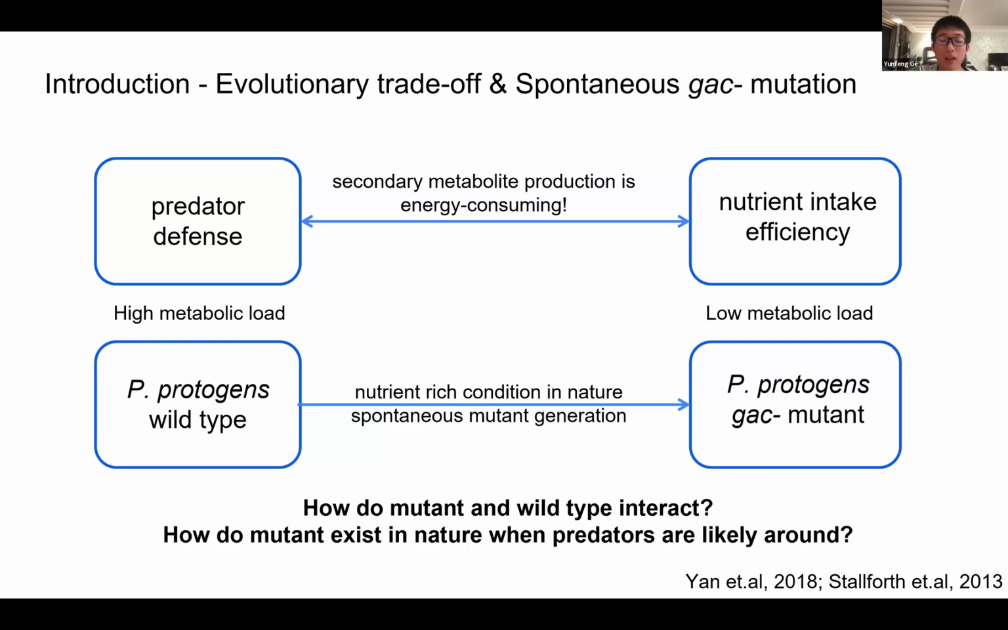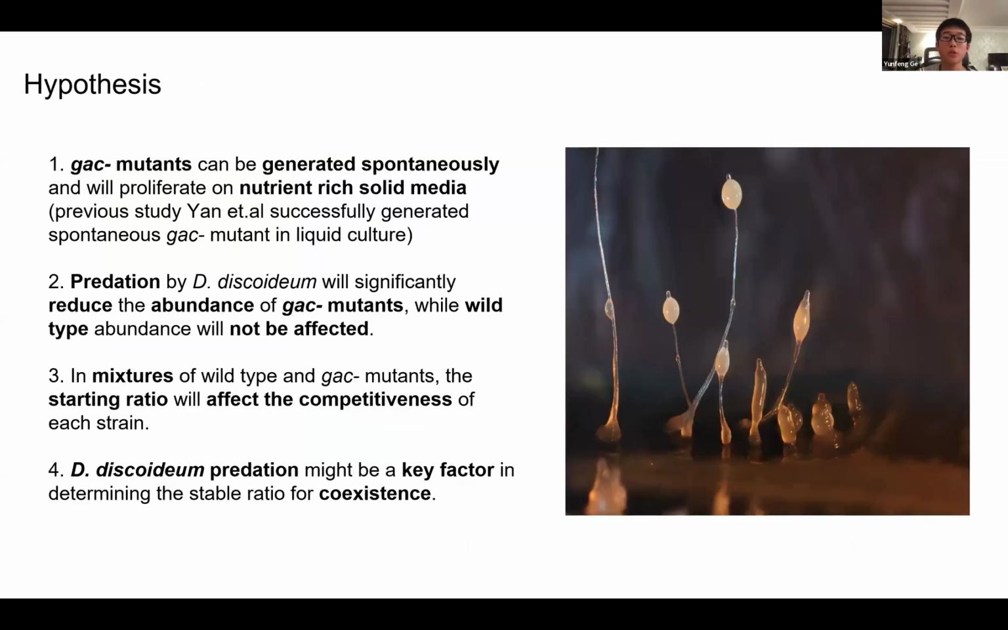That brings up two questions that I want to answer. The first one is, how do mutant and wild type interact? And how do mutants exist in nature when predators are likely around? So to test these two questions, I generated 4 hypotheses.